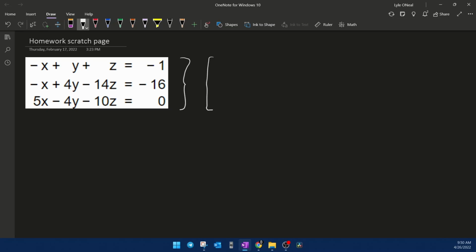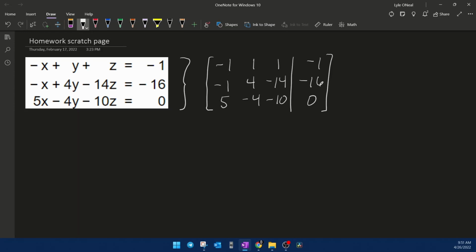All right, so here we go. First row, we're going to have negative 1, 1, 1, negative 1, and the vertical bar represents the equal signs. That makes it an augmented matrix. Next row, we're going to have negative 1, positive 4, minus 14, minus 16. Last row, 5, negative 4, negative 10, and 0.